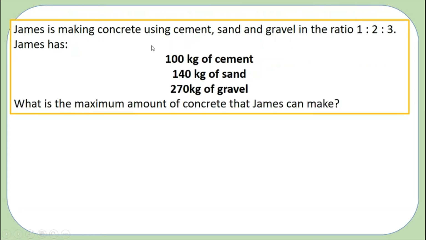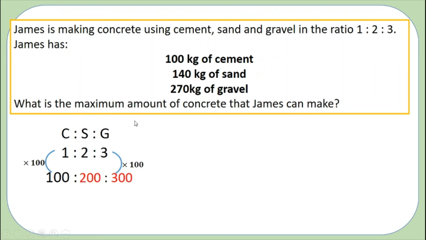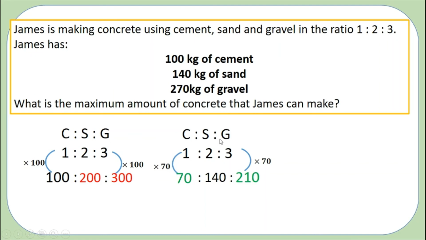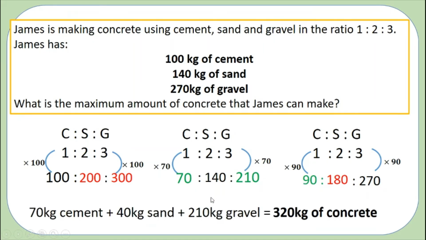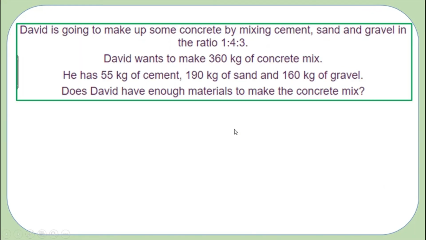James is making concrete. Well, here's what he has. That's the ratio he's using. The maximum he could have made, well, if he uses all of the cement, he's going to run out of sand and gravel. If he uses all of the sand, he has enough of both. And finally this one, he is going to run out of sand again. So the middle pile is our best bet, and adding those all up gives us 320 kilos of concrete.